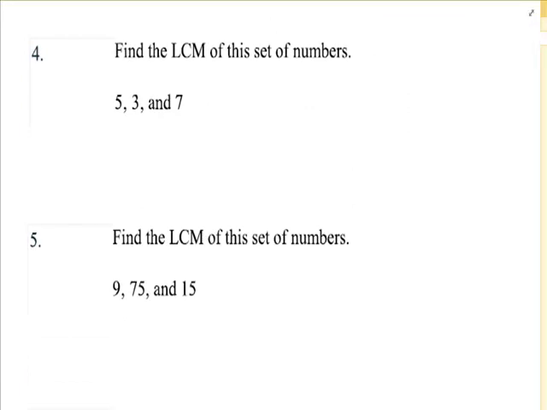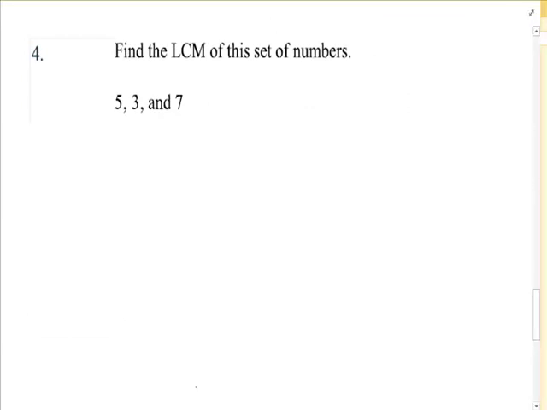Now I've got 3 numbers. Okay, my process is the same. Method 1. I've got a 3 and a 5 and a 7, and 7 is the biggest, so I'm going with 7. I just go to the big one and start looking at its multiples. 7 times 1 is 7. Do 5 and 3 both go into 7? No, neither one does.